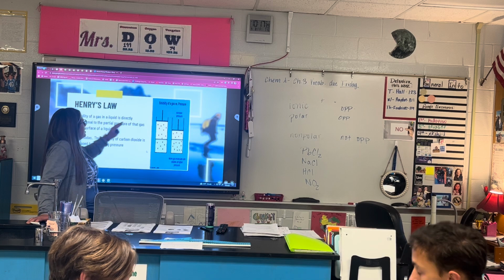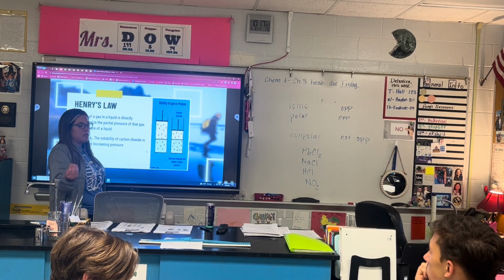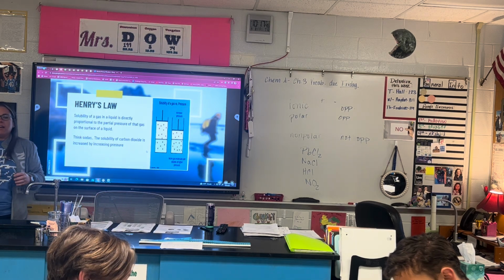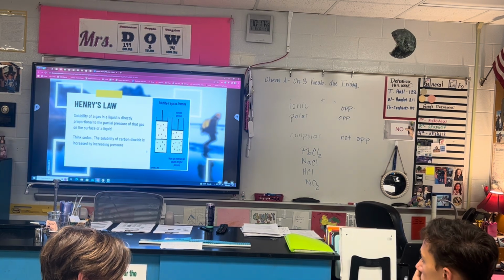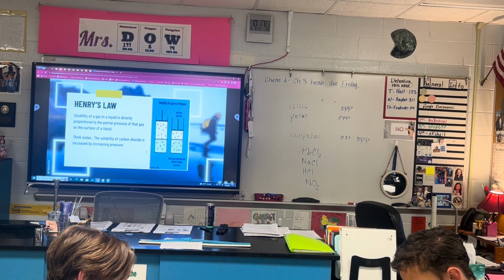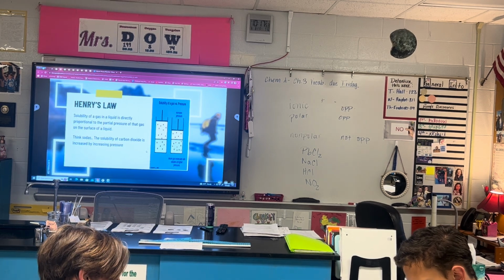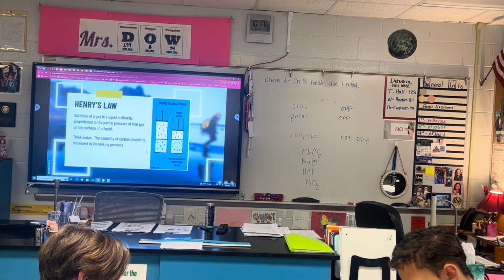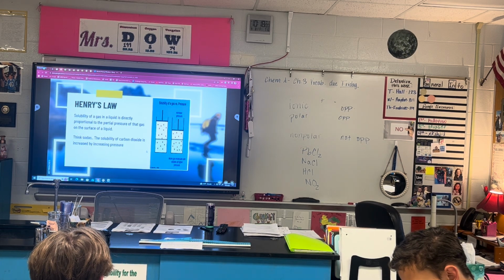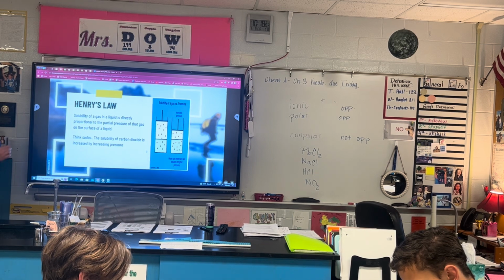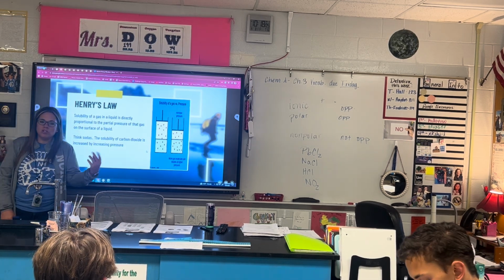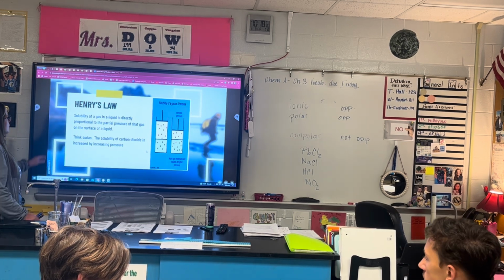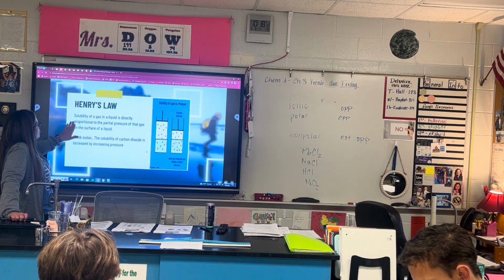Alright, so what's happening? Because it's only affecting the gas part, the carbon dioxide, the gas particles. Think about it: if you increase the pressure of something, what's gonna happen to your particles in a gas? They get closer, they start moving faster, right? If your particles are moving faster, what did we say that they do with the solvent? They dissolve easier. They're gonna dissolve more.